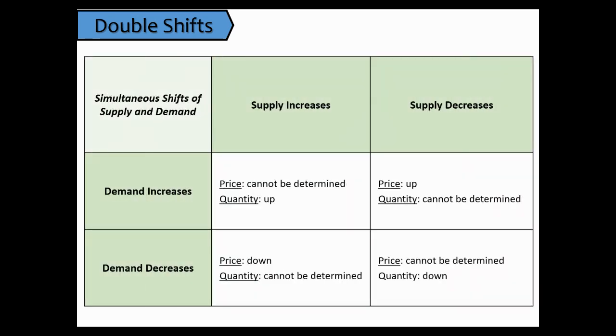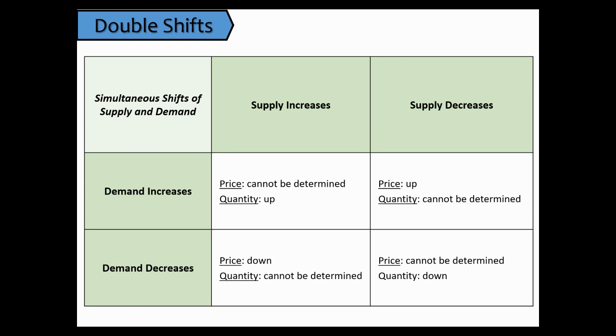So, once again, this idea of double shifts. Here's a simple little graph. When supply increases and demand increases, then we know price is ambiguous and quantity will go up. If demand increases and supply decreases, we know the price will go up and quantity is ambiguous.